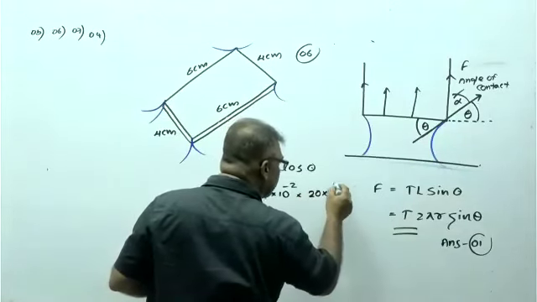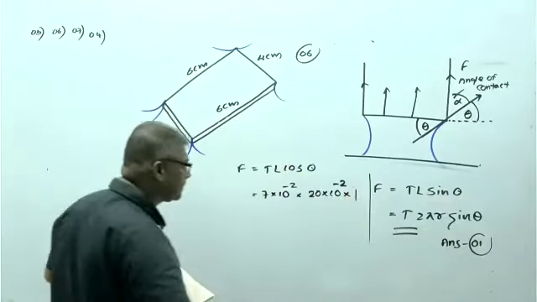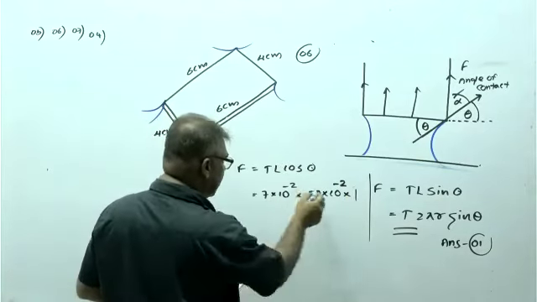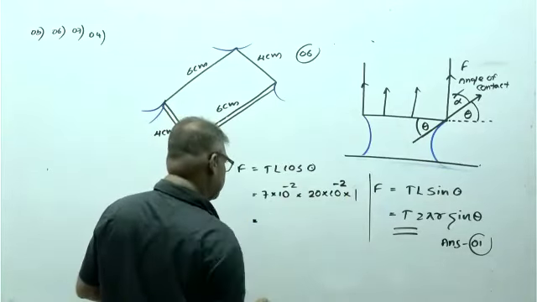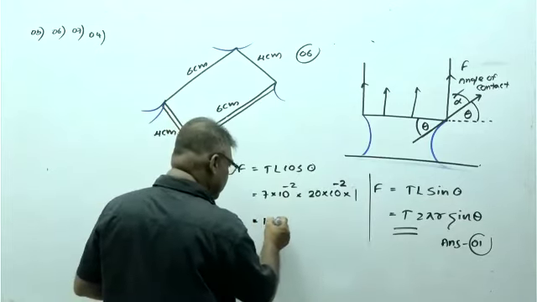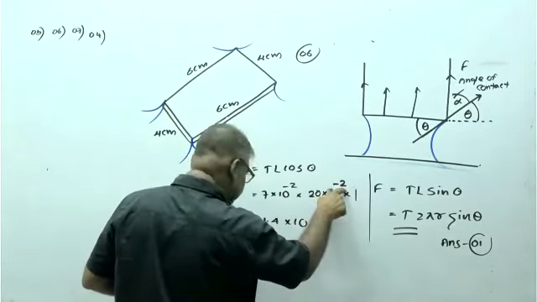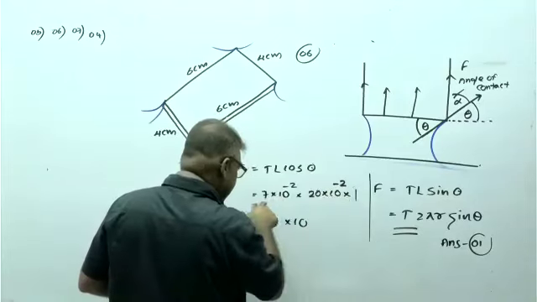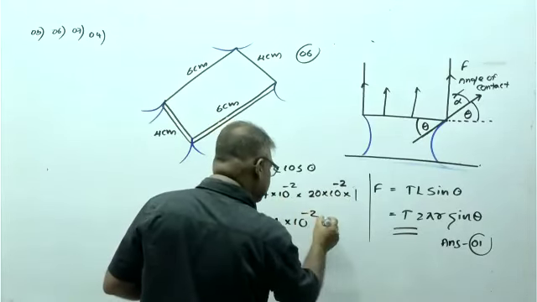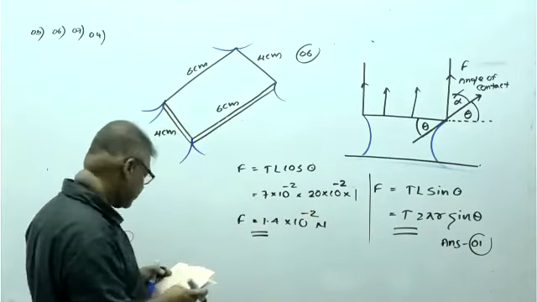20 centi, 10 to the power minus 2. Cos 0 is 1. Right. TL. It becomes 1.4 into 10 to the power 10, cancel for this. 1.4, it's 10 to the power minus 2 Newton. No? F becomes like this.